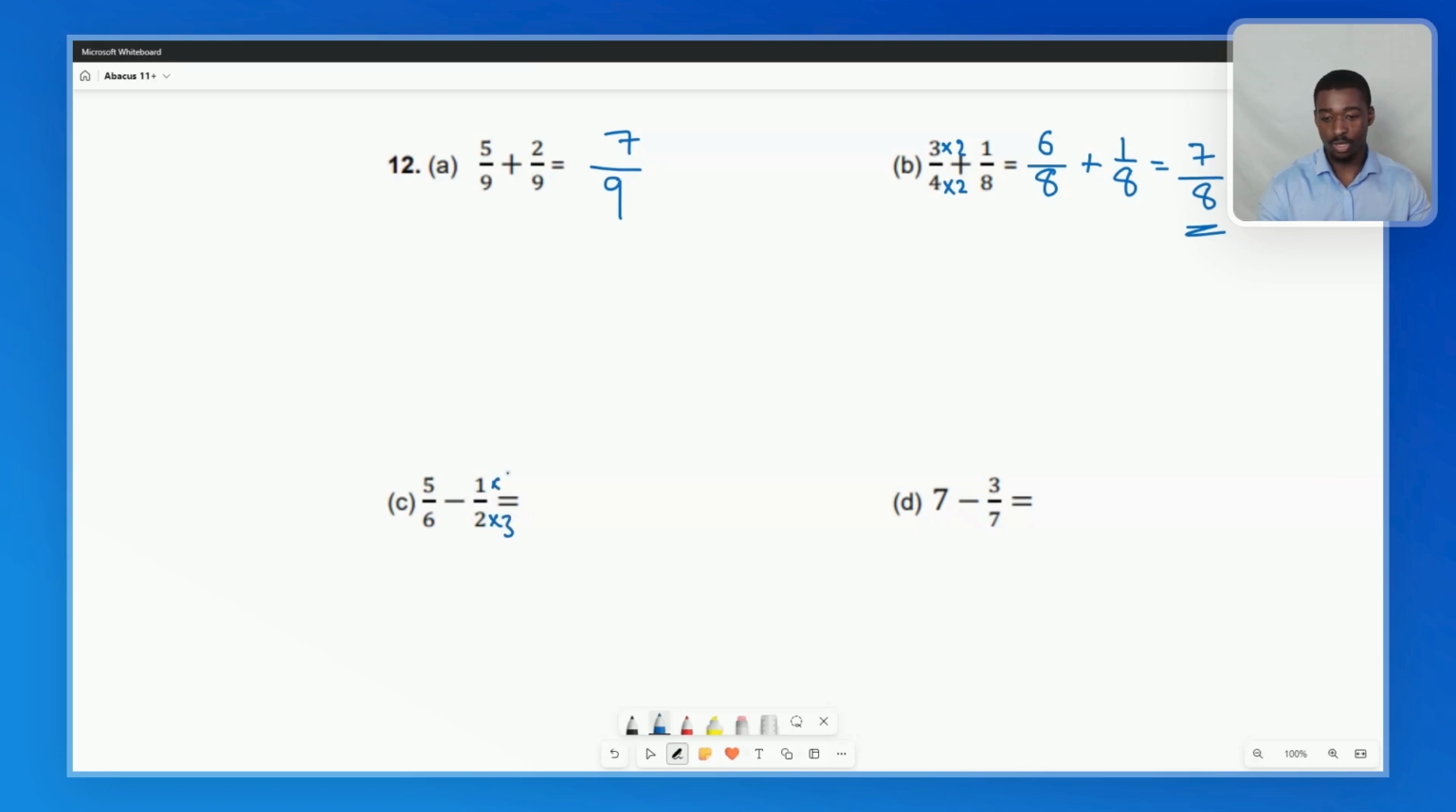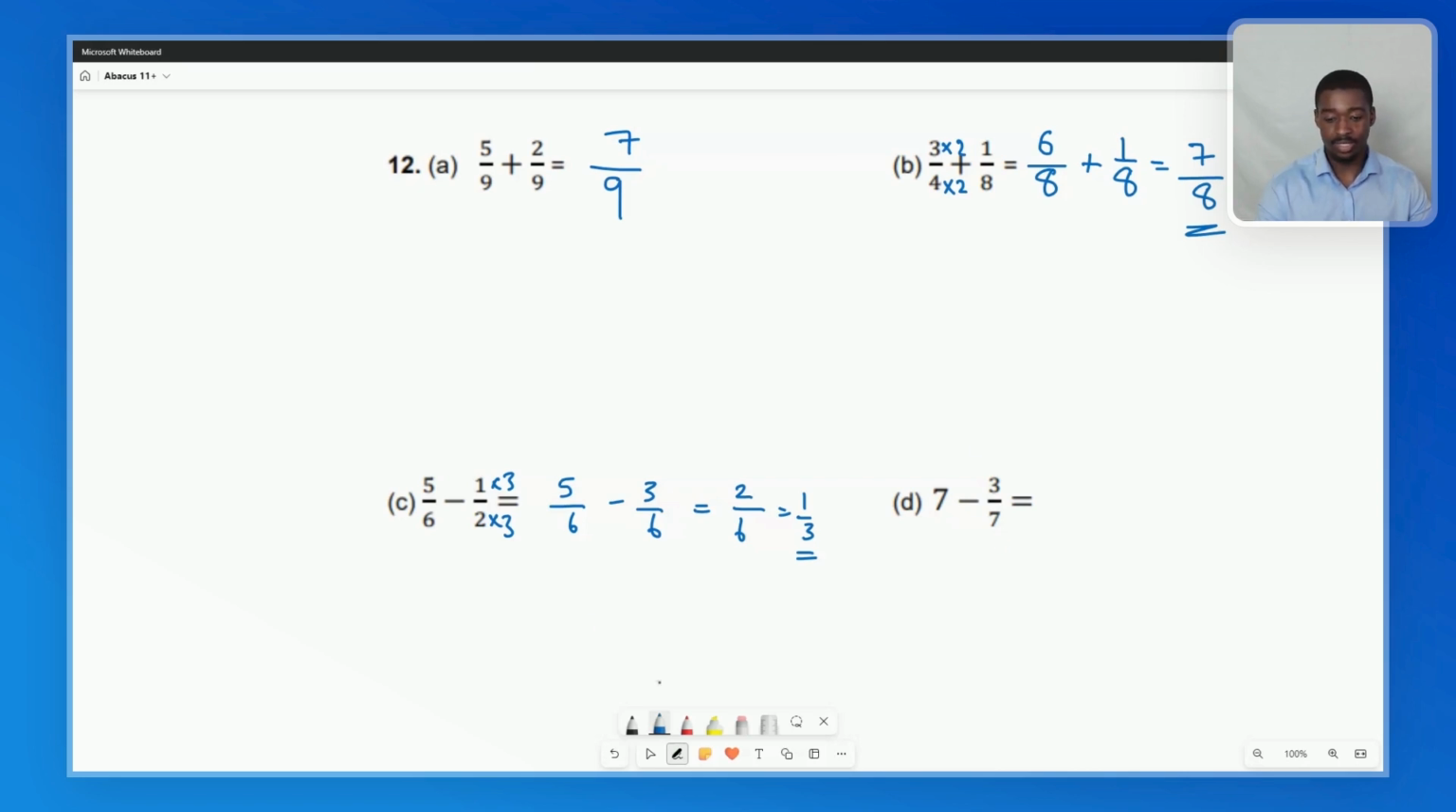Here we multiply by 3. So it's going to be 5 over 6 minus 3 over 6, giving us 2 over 6, or 1 over 3 when we simplify.